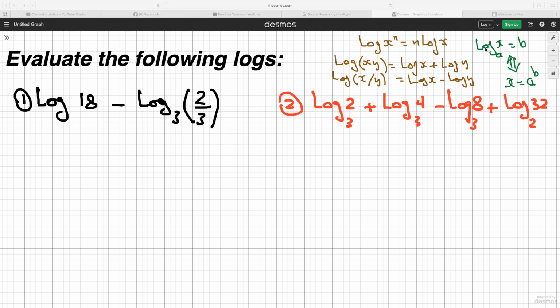Also, I want you to remember that log base a of x equals b is the same as x equals a to the b. So it goes like that. The base a raised to what power gives you this? Okay, that's what it means.